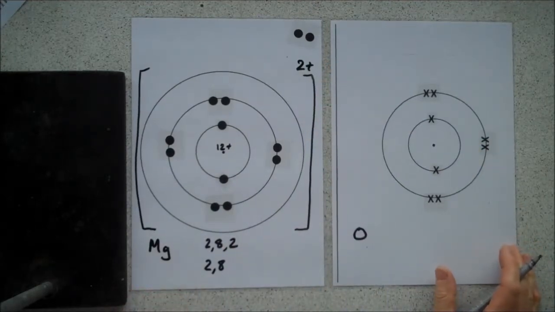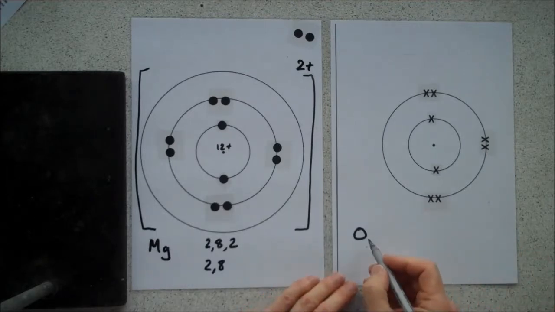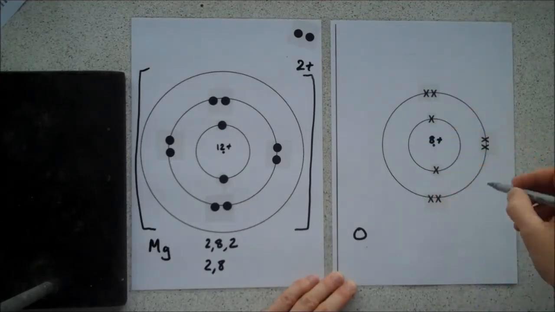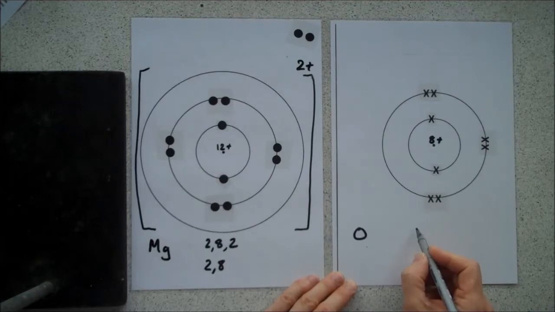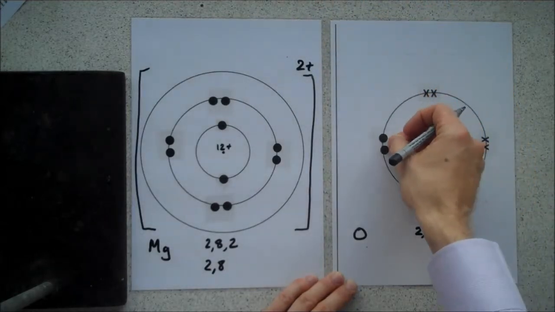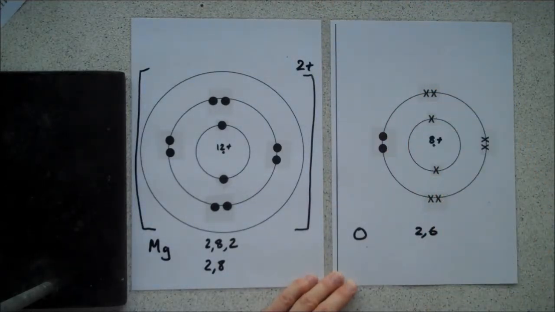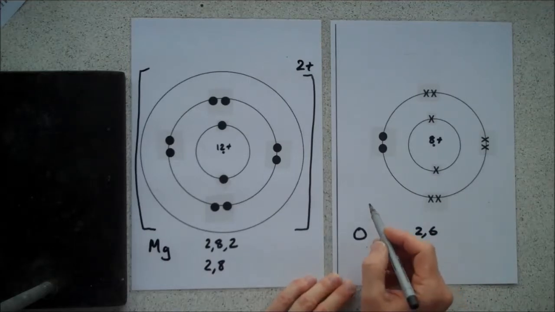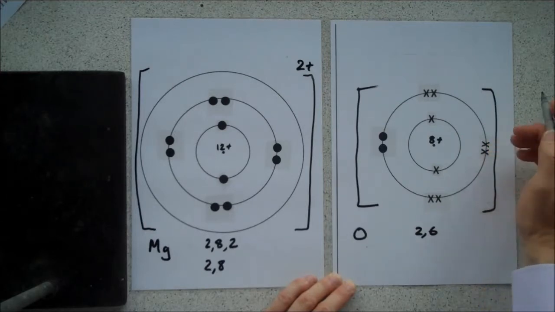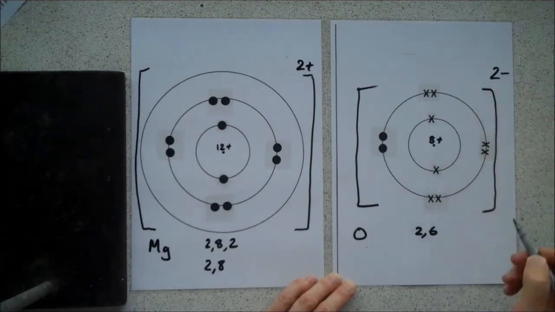Where are those electrons going to go? Well, if it's reacting with oxygen, element number 8, has 8 protons in the middle, 8 electrons in shells around the middle, so its electron arrangement is 2,6. The 2 electrons from magnesium are going to go into the outer shell of oxygen. So, oxygen has gained 2 electrons. Electrons are negative, it's gained 2 electrons, so it's 2 minus.